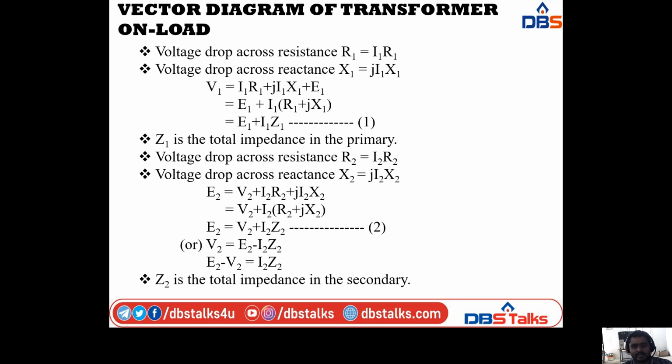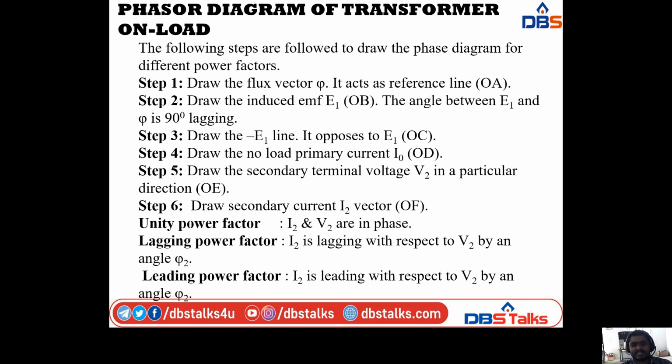Here Z2 is the total impedance in the secondary. Next, coming to the phasor diagram, this is the main part. Coming to the phasor diagram of the transformer on load, here also we are going to follow some steps to draw the phasor diagram for the different power factors, that is unity power factor, leading power factor, and lagging power factor.